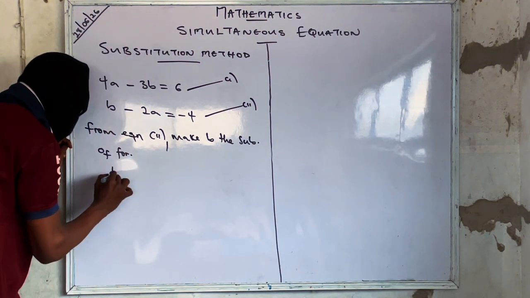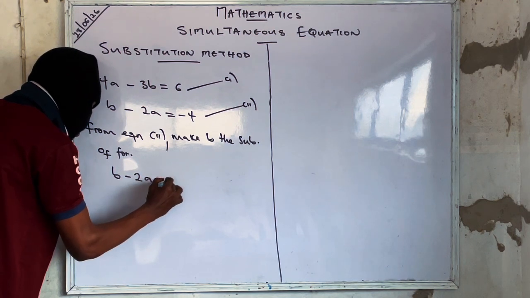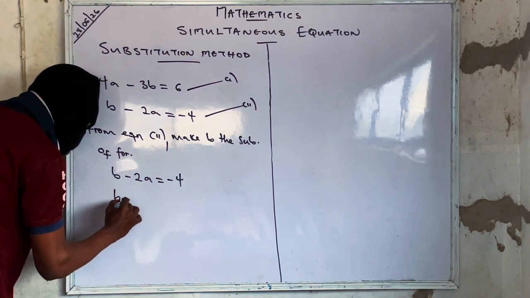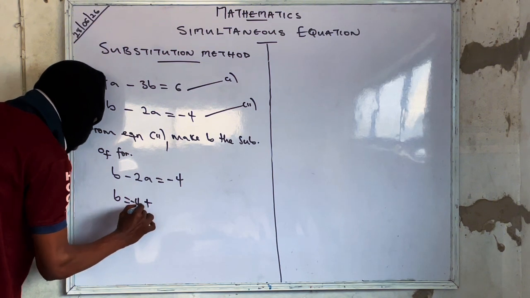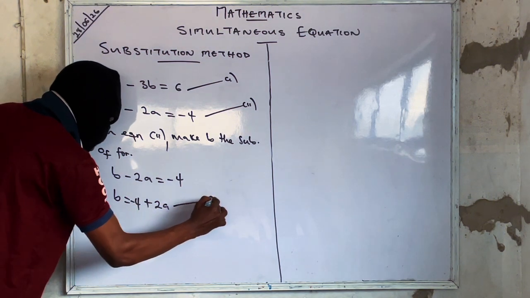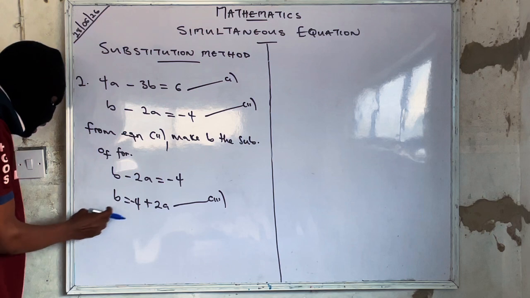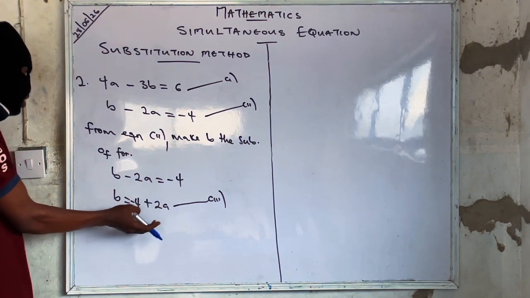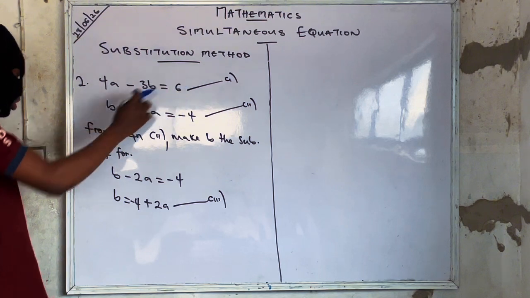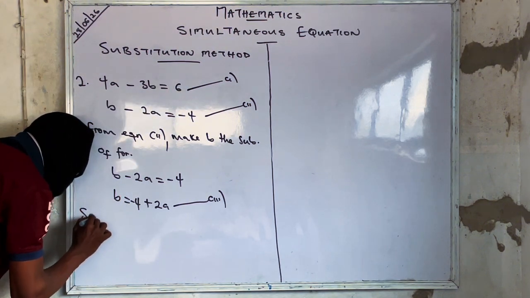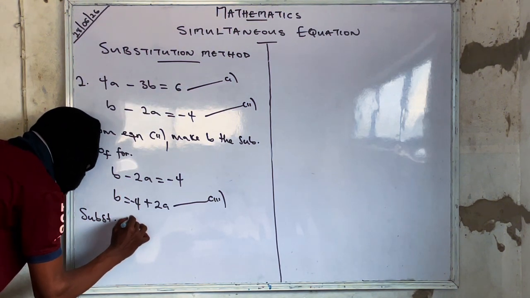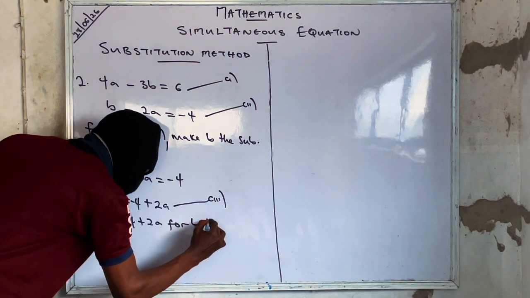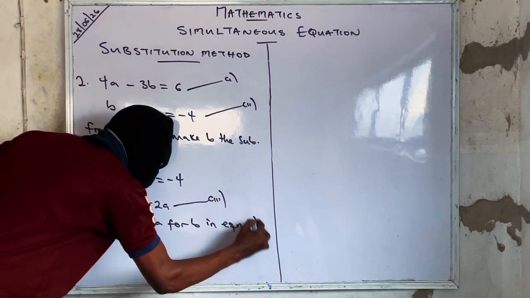Now you have B minus 2a equals to minus 4. Then B will be equal to minus 4 plus 2a. This is your equation 3. Now since you have already gotten the expression for your B, you are going to substitute the expression of B in equation 1. So substitute minus 4 plus 2a for B in equation 1.